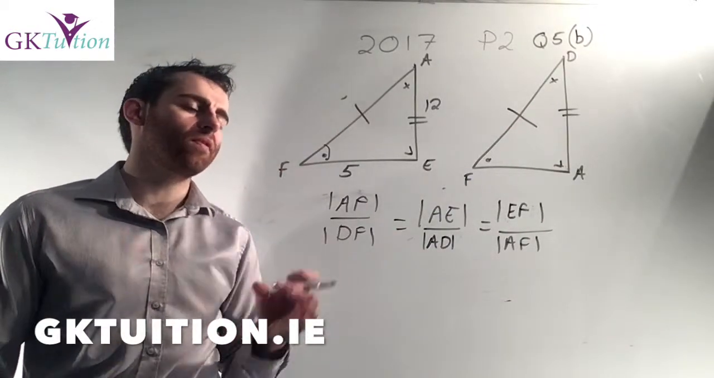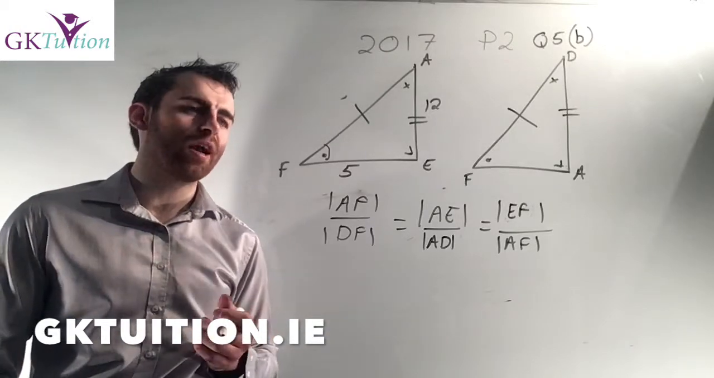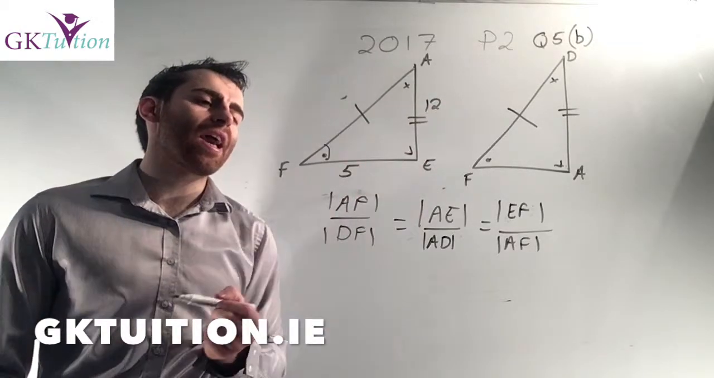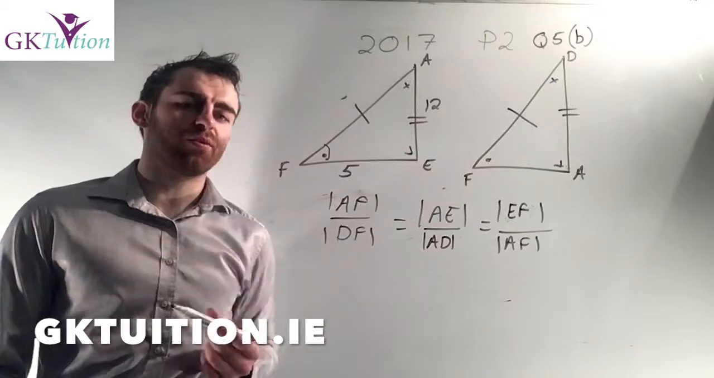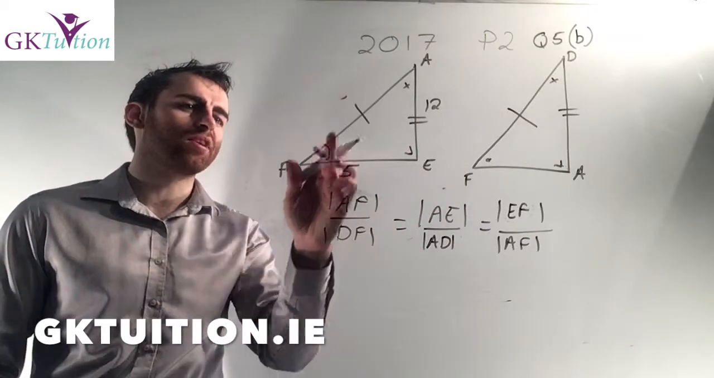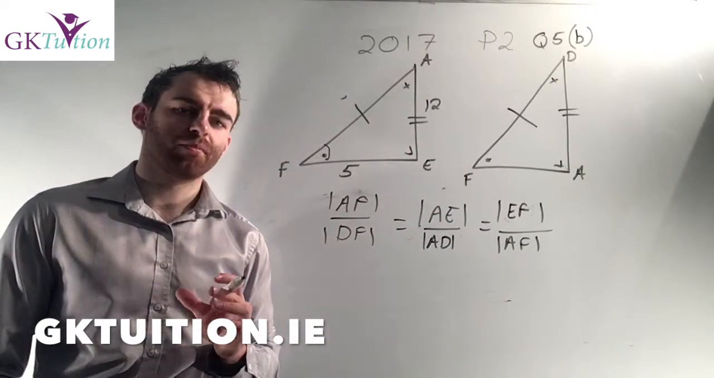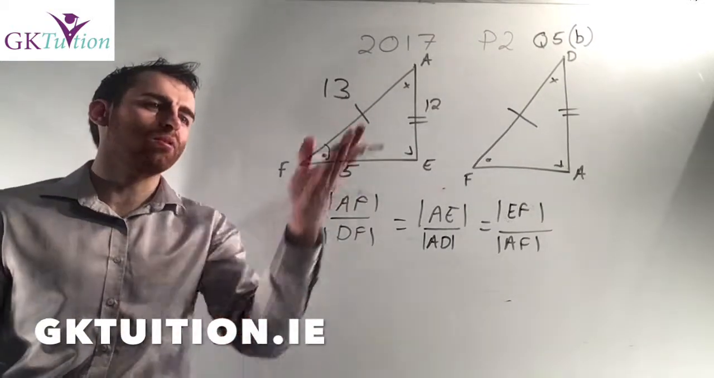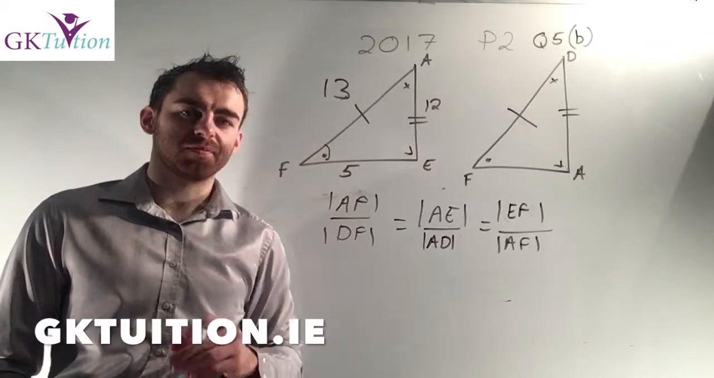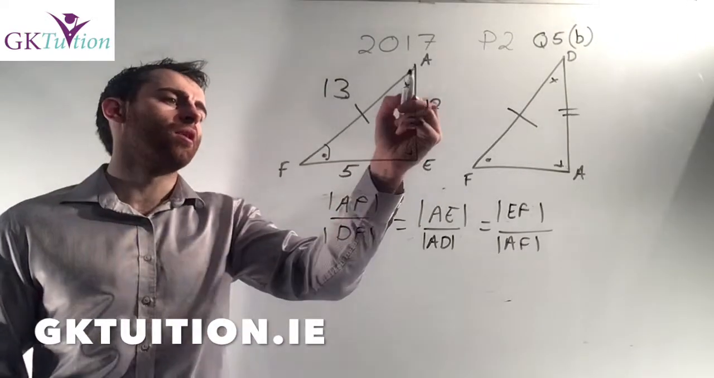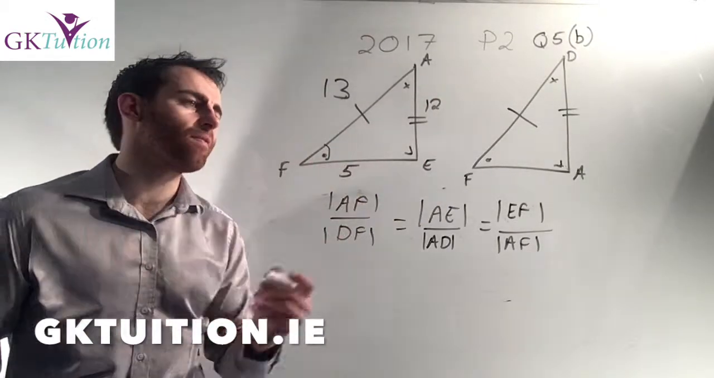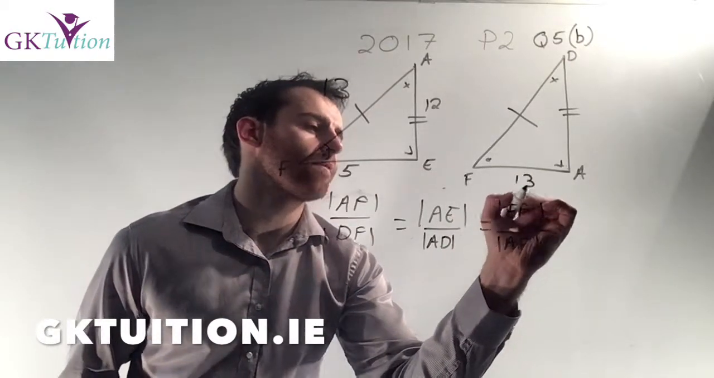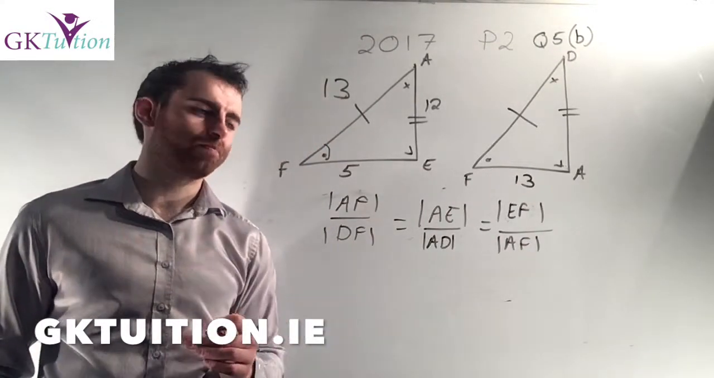Now at the moment I don't have enough information there, but I can work out another value. If you look at the triangle AFE, that's a 5 and that's a 12. So I can use Pythagoras' Theorem in this case to work out my hypotenuse. If I use Pythagoras' Theorem, my hypotenuse works out as 13. So I know the hypotenuse here is 13 centimeters. But if you look at your two triangles, the hypotenuse of this triangle is AF, and the base of this triangle is AF. So that one must also be 13.